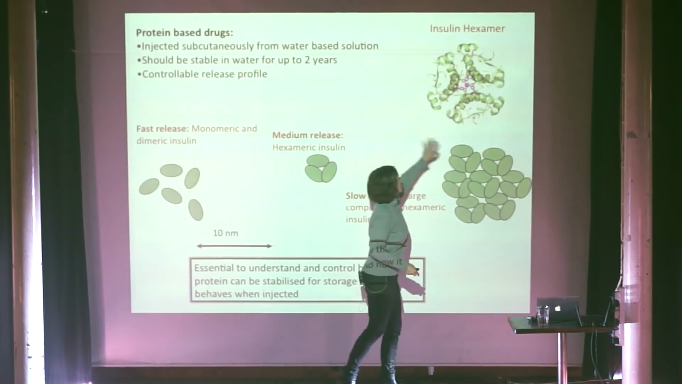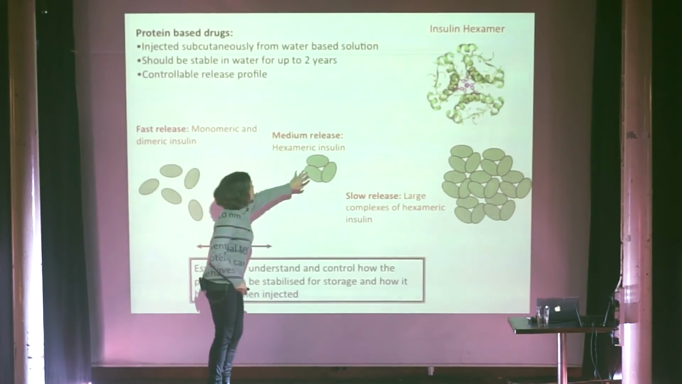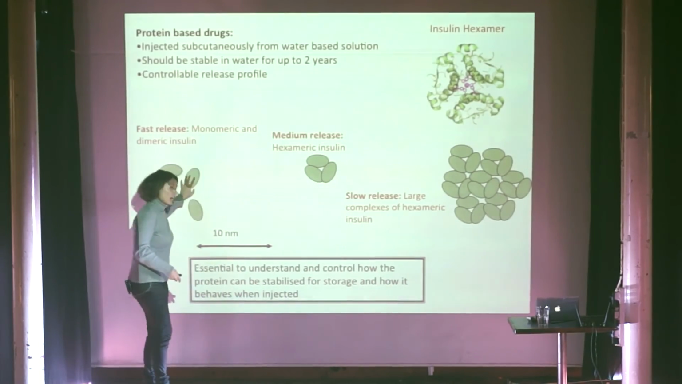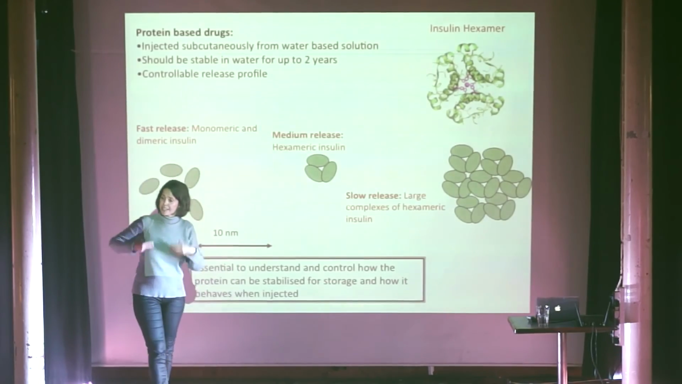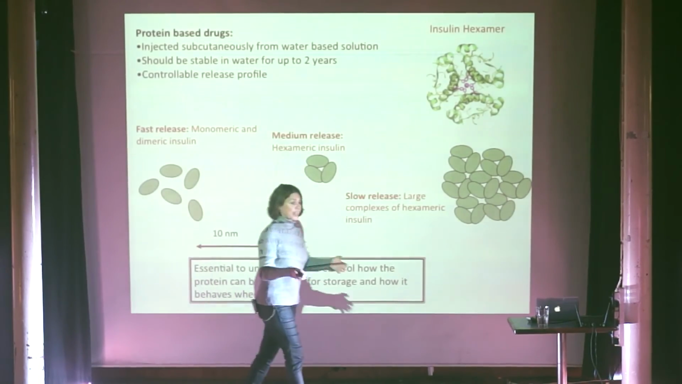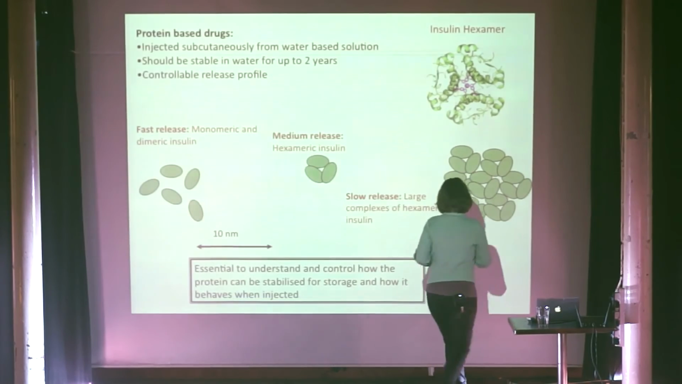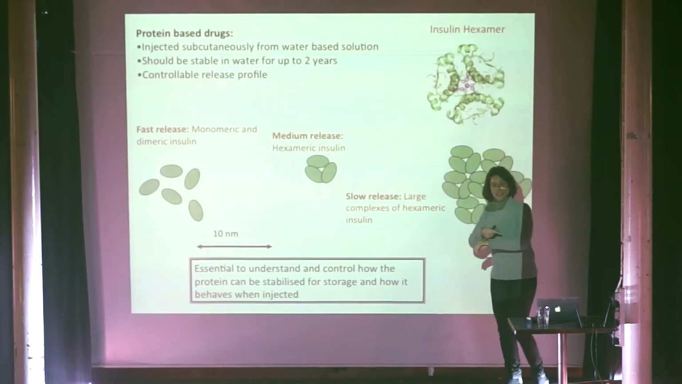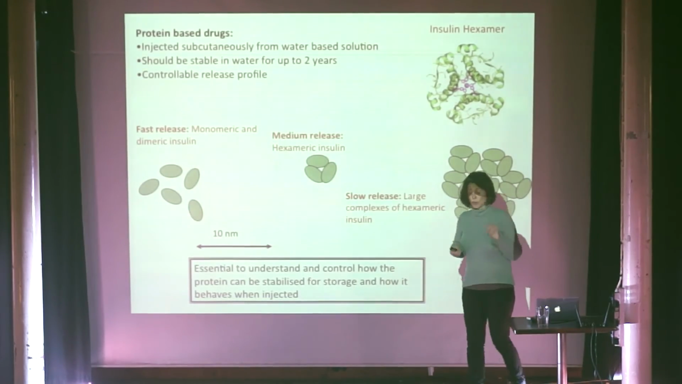Then these hexamers have to fall off first, and then the hexamers again have to fall apart into dimers, which then have to break up into monomers, and then you have the effect of the insulin. So that's a slow release, and if you can inject a large depot of this under your skin, then you don't have to inject insulin so often.